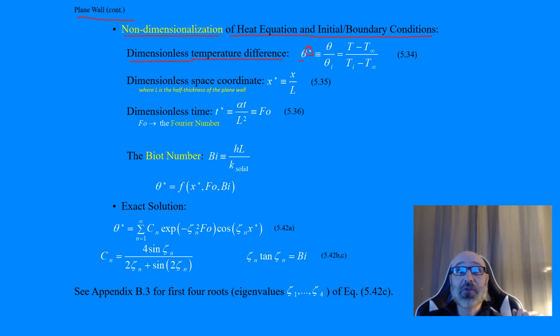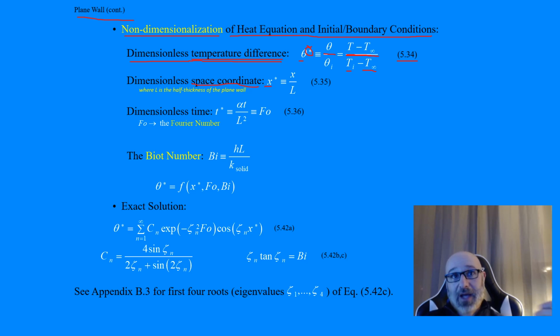So this is equal to theta over theta i, our temperature difference over our initial temperature difference, which relates to equation 5.34 in our textbook, where we have our temperature of interest, T, minus our surrounding temperature, T infinity, all over our initial temperature minus the temperature of the surroundings. That will give us our dimensionless temperature difference. So next, let's take a look at our dimensionless space coordinates. Recall that if we're dealing with space, we're dealing with our x direction for this 1D plane wall.